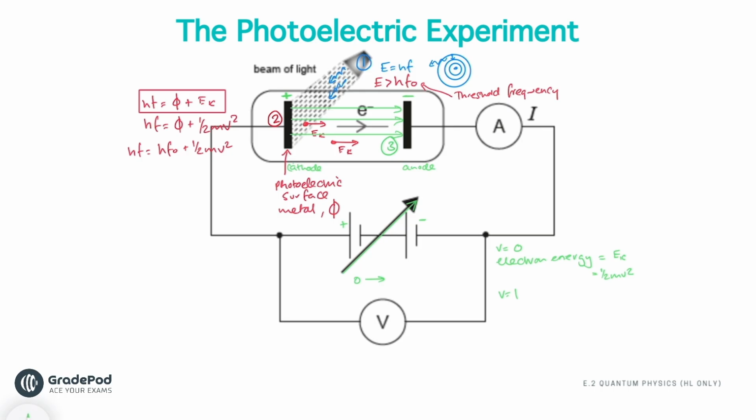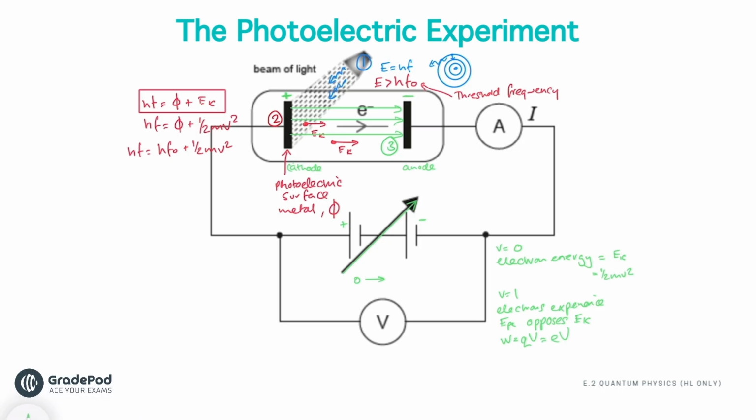So when V equals 1, the electrons experience electric potential energy, which opposes the kinetic energy. And the value of that electric potential energy is W equals QV. We're not dealing with Q as in the charge on any particle here. We're dealing with the charge on an electron. So our work done on that electron that opposes the kinetic energy is eV.